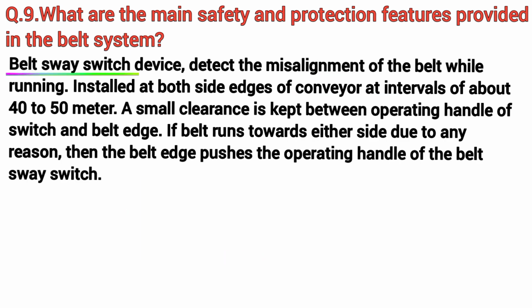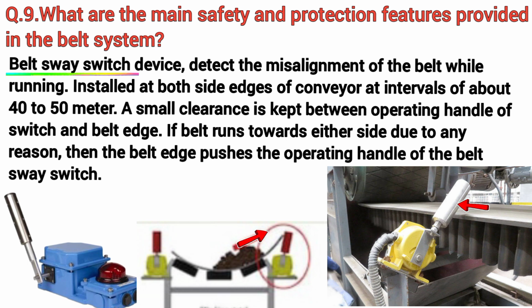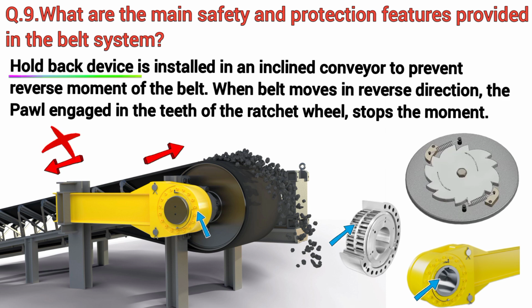Belt sway switch device detects the misalignment of the belt while running. Installed at both side edges of conveyor at intervals of about 40 to 50 meter. A small clearance is kept between operating handle of switch and belt edge. If belt runs towards either side due to any reason, then the belt edge pushes the operating handle of the belt sway switch.